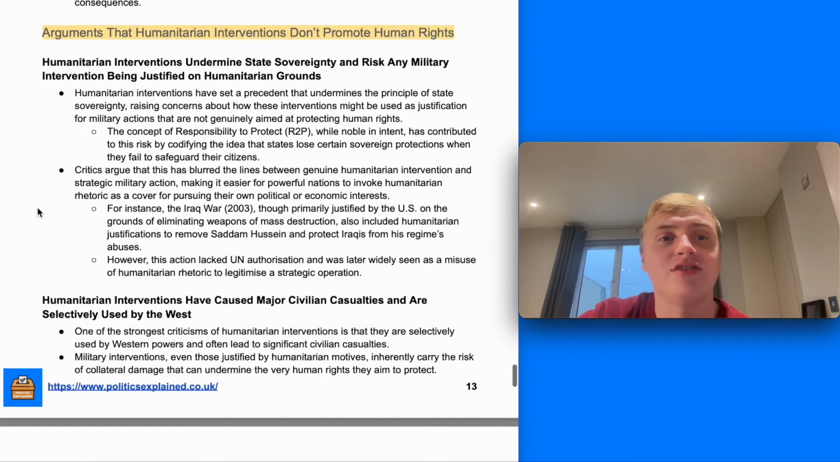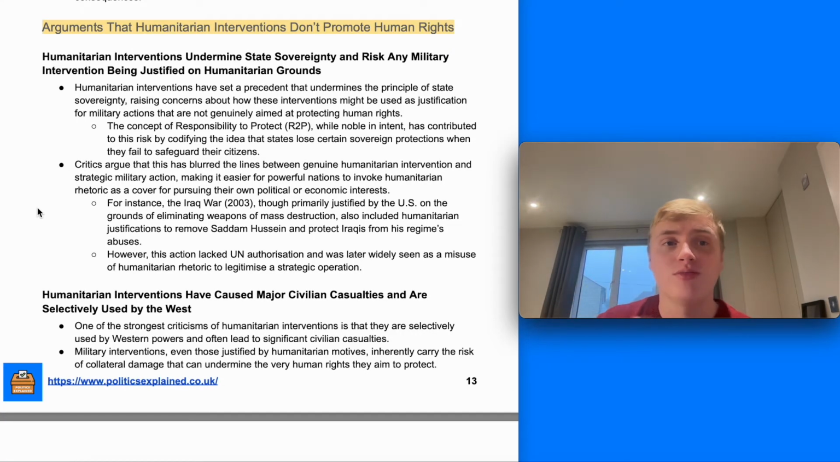On the other hand, then, we have some arguments that humanitarian interventions don't protect human rights. First of all, it's the argument that they undermine state sovereignty and risk any military intervention being justified on humanitarian grounds. They've arguably set a precedent that undermines the principle of state sovereignty, raising concerns about how these interventions might be used as a justification for military actions that are not genuinely aimed at protecting human rights.